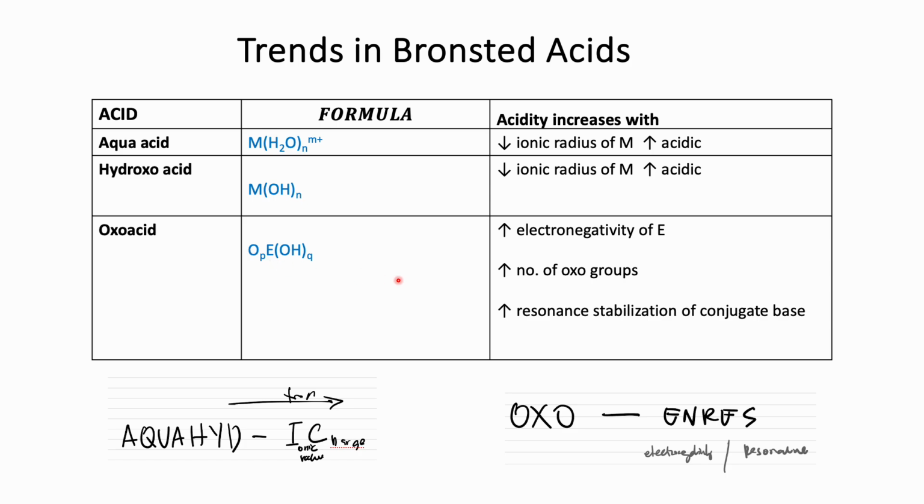The trend is that in your aqua acid, the smaller the ionic radius of the metal center, the higher the acidity. Similar for your hydroxy acid. For your oxo acid, you have more trends because you have more bonding types. The higher the electronegativity of your central atom E, the more acidic it is. The higher the number of oxo groups, the more acidic it is, and the higher the resonance of your conjugate base, the more acidic your acid would be.